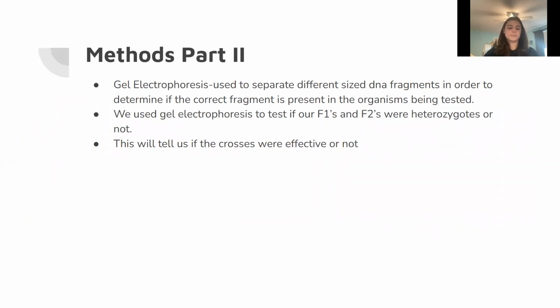Okay, in our experiment, the gel electrophoresis process was used to separate the different size DNA fragments in order to determine if the correct fragments were present in the organisms that we studied. Both the F1 and F2 generations were used to determine if there were heterozygotes in the crosses. Based on our results, we were able to conclude whether the crosses of the single and double mutant flies were effective.